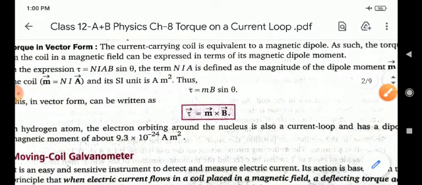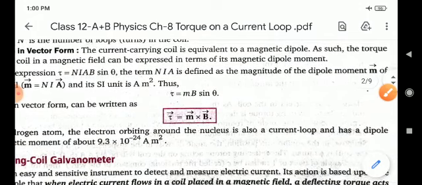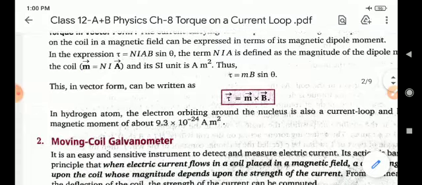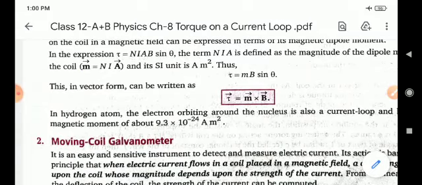In a hydrogen atom, the electron orbiting around the nucleus is also a current loop and has a dipole magnetic moment of about 9.3 into 10 power minus 24 ampere meter square. Okay children?